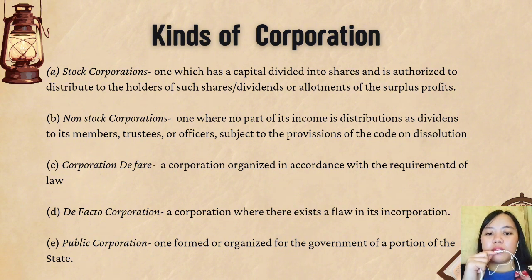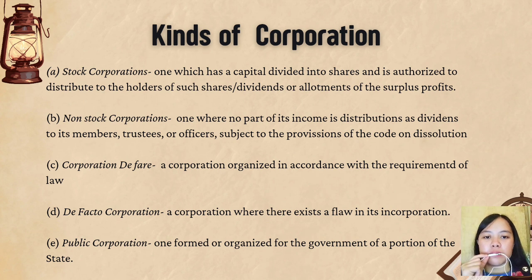Next is the corporation de jure. A corporation organized in accordance with the requirements of law. This corporation is a corporation that has been properly incorporated according to law, complies with all legal requirements of the Securities and Exchange Commission, and has a legal personality and protections under corporate laws. Example for that is a company that properly registered with the SEC, secured a certificate of incorporation, and fully complied with all requirements.